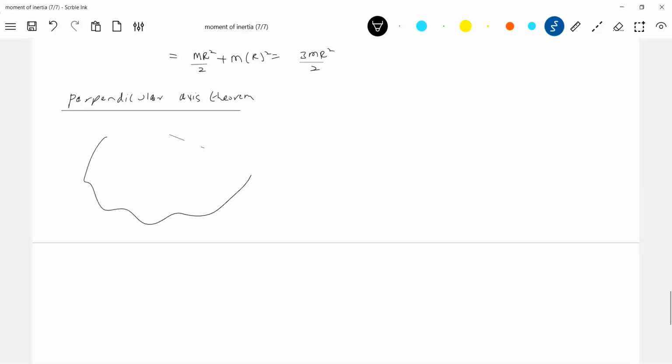If there is any lamina, this one. So let this be the axis. I'll give a better diagram a little bit. Okay, let this be a lamina.